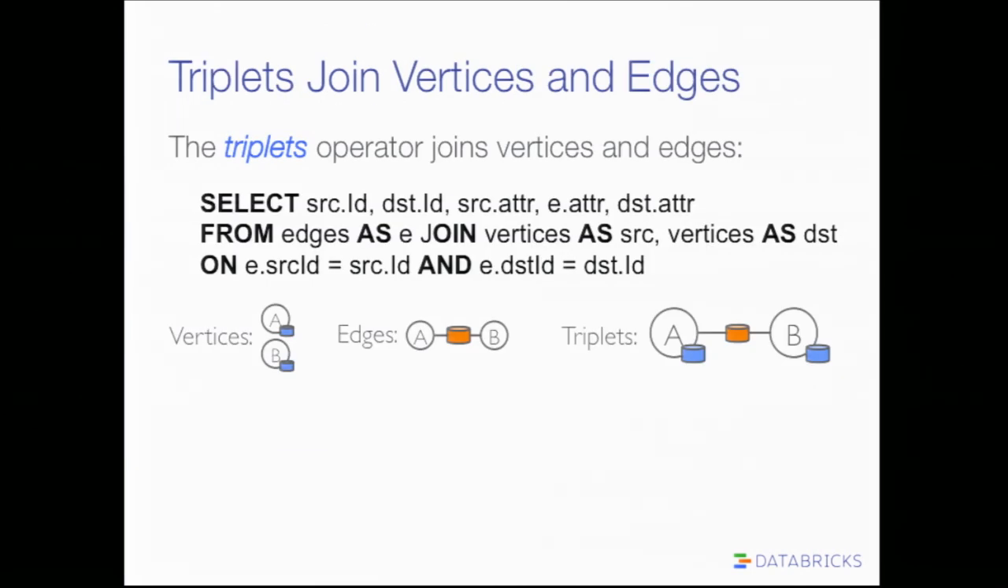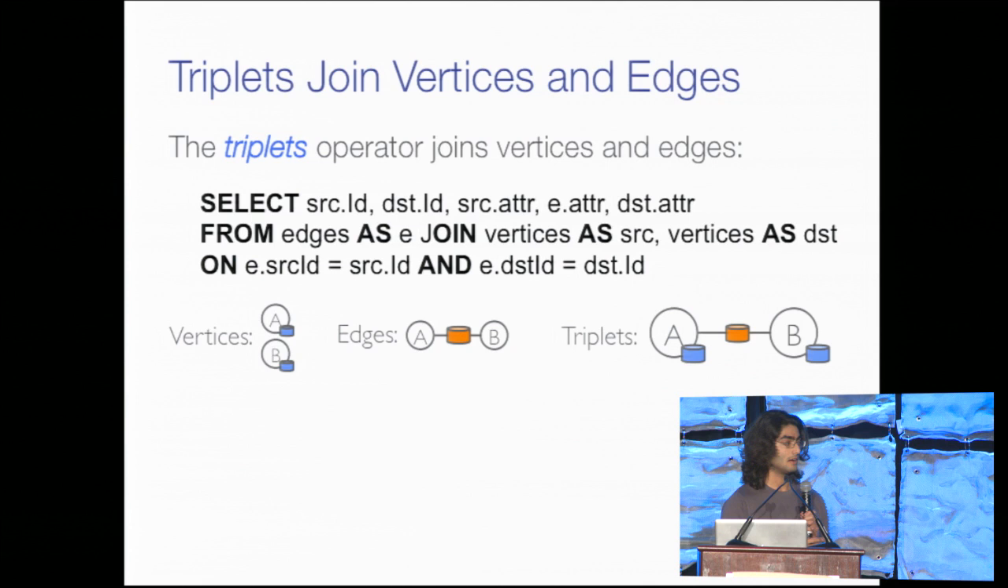All right, so the two essential operators that GraphX adds are triplets and MapReduce triplets. So the triplets operator, first of all, joins the vertices and edges, bringing the vertex properties, those are the things in blue, together with the edges where those vertices are referenced. So here on the far right-hand side, there's a triplet, which represents the joined view.